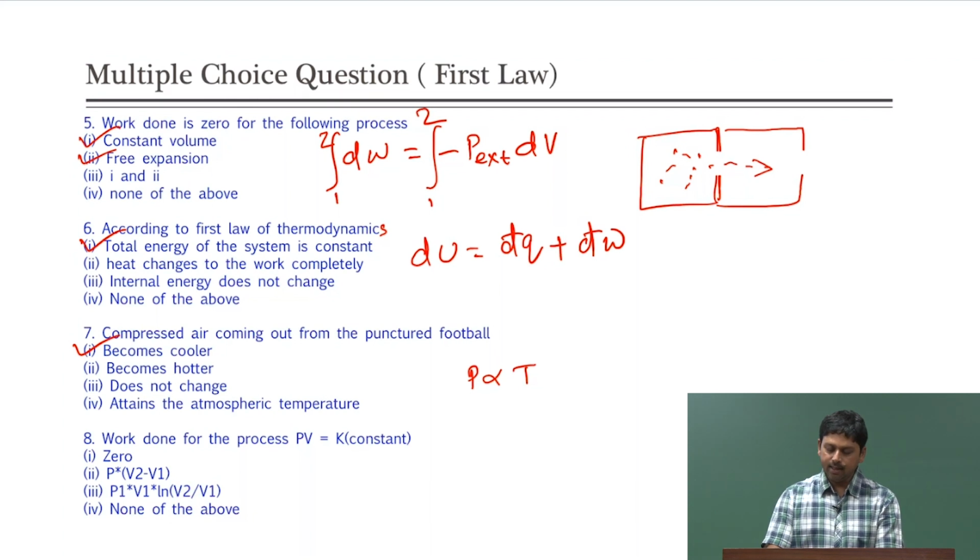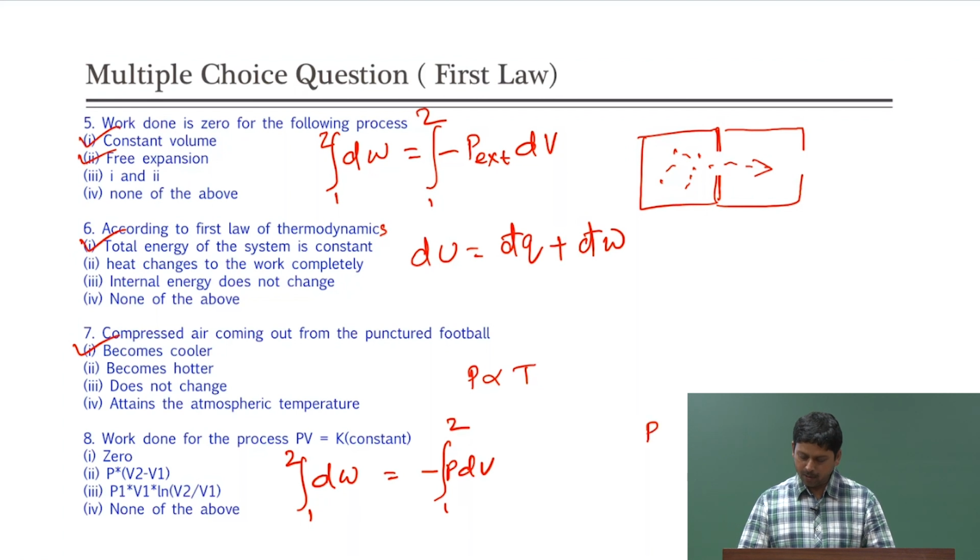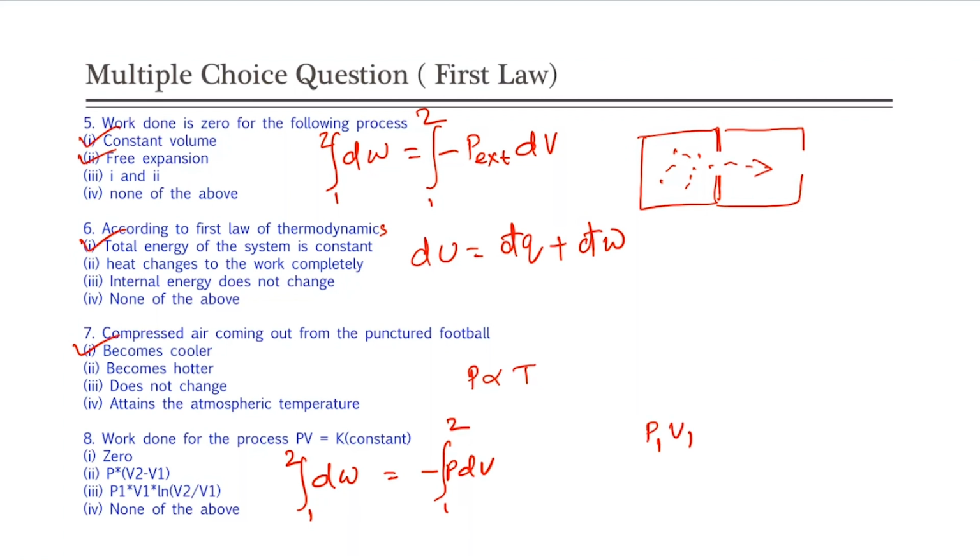So, to understand that, let us just calculate the work done. So, what is work done? dW we can write as minus P dV. Now, we are going from the initial point to the final point. Here also we are going from the initial point to the final point. Now, at the initial point pressure is P1 and volume is V1, at the final point pressure is P2 and volume is V2, which means that at any point along the whole chain it is nothing but PV.